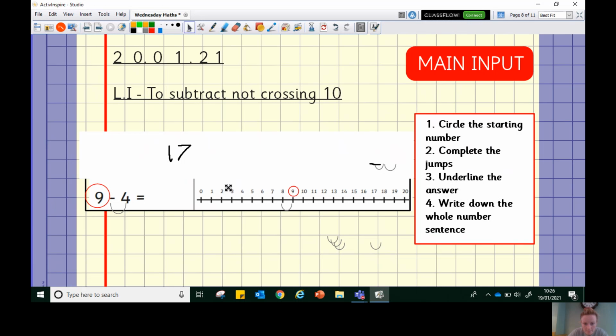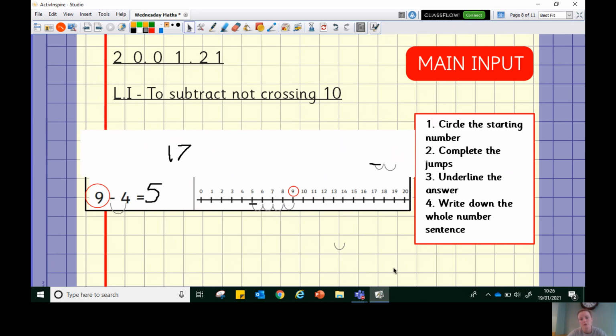I've got 1, 2, 3, and 4. So just double check I've done it right, because I've been in a bit of a pickle with the computer. So 1, 2, 3, 4. Then I need to underline my answer, which is 5. And then I'm going to write it down there.